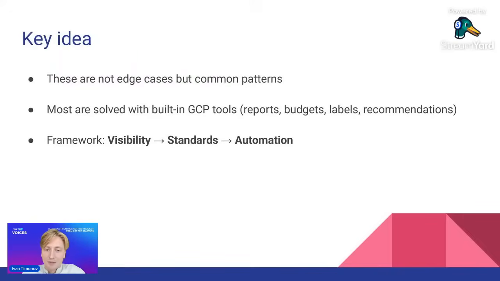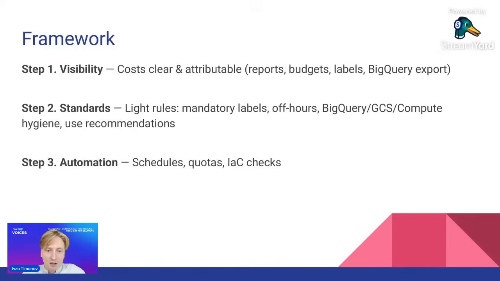The key idea is that these are normal patterns, not exceptions. The good news is they are solvable with built-in GCP tools like billing reports, budgets, labels, and a small weekly habit of reviewing recommendations. From here, we will use a simple framework: visibility, standards, and automation.